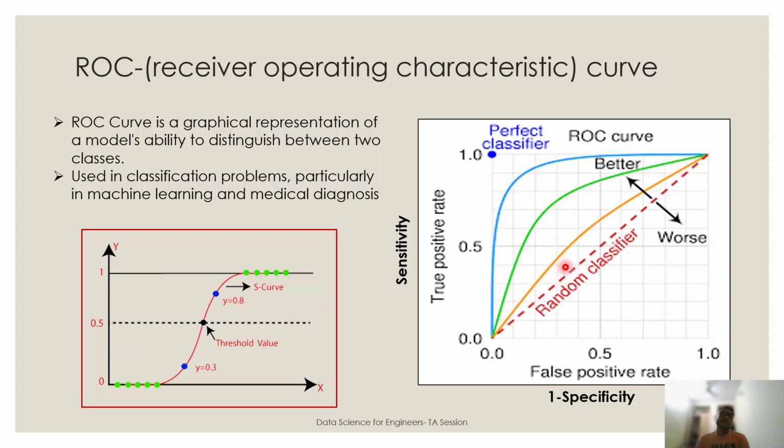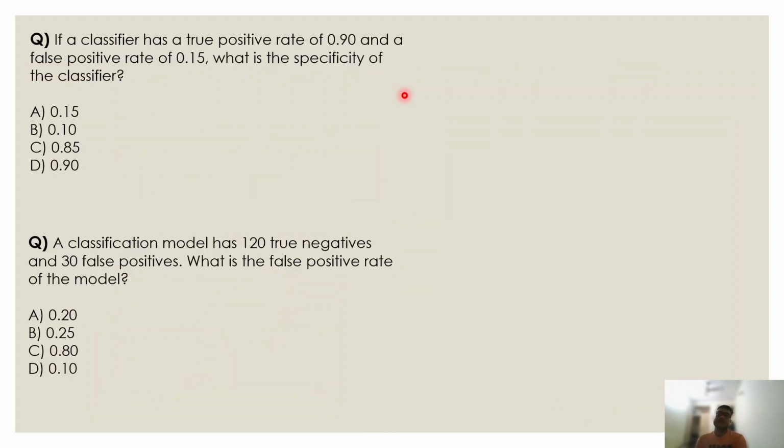In this plot, if you consider this is logistic regression, this is random forest, and this is neural network, then the neural network is the best plot for this particular model. So this is the graphical way to check whether my model is better or not. That is called the receiver operating characteristic curve.